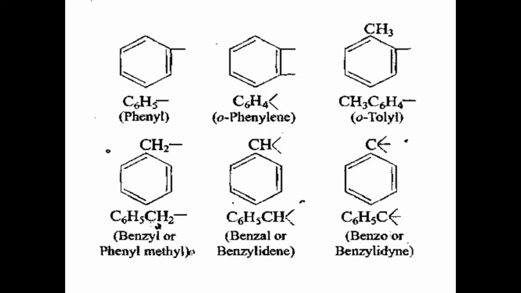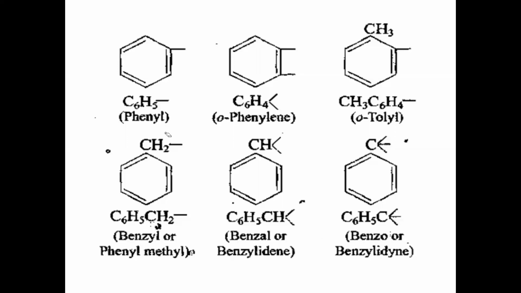Hello everyone. In the previous class we discussed the nomenclature of aromatic compounds. Today we continue with the same. So these species we have already discussed: phenyl, orthophenylene and orthotoluene. Next, benzyl, benzal and benzo.